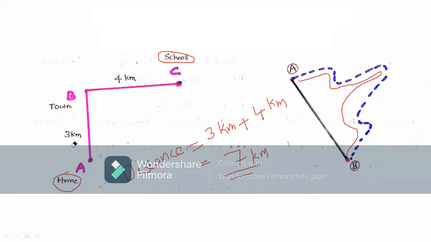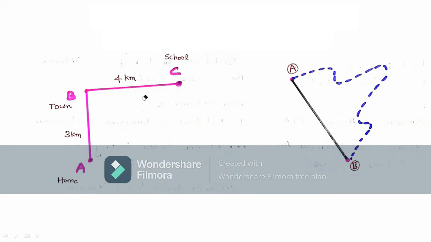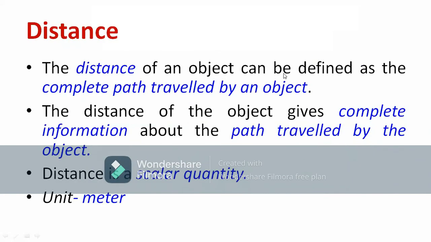It is a scalar quantity, only magnitude. We are not predicting about direction. And also the sign will always be positive. It can never be negative. The distance will never be negative. That point also you should understand. Okay, so I hope you understood the definition of distance. See, the distance of an object can be defined as the complete path traveled by the body or an object.